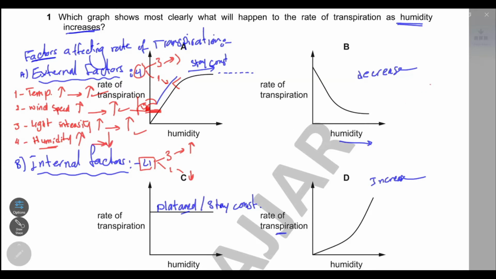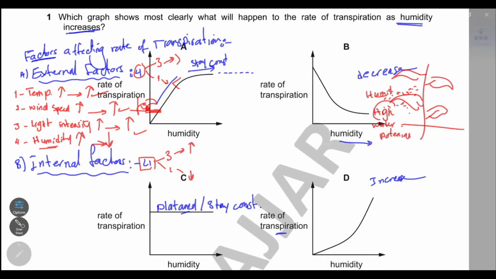Why? This is the plant and this is the soil level, and those are the leaves. When there is a lot of water outside, so in the humid, let's say this is humid. Humid means moist, means high water potential. If it's higher in the water potential outside of the leaf, surely the rate of transpiration will be decreased. The water inside will be lower.